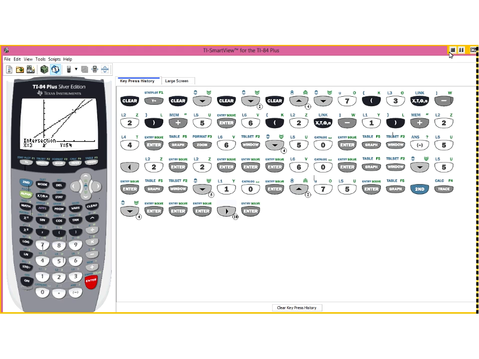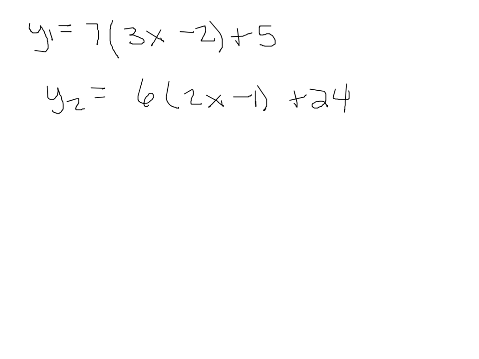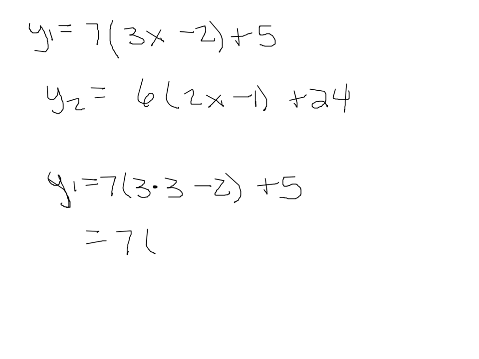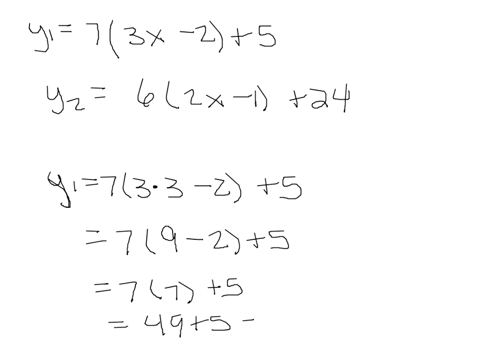So let's go back. Okay, and I'm going to check this by hand to make sure I didn't make a mistake. So my x is 3. I'm going to apply order of operations. 3 times 3 is 9. 9 minus 2 is 7. So I get 49 plus 5 equals 54.